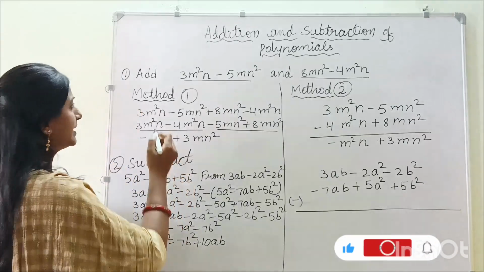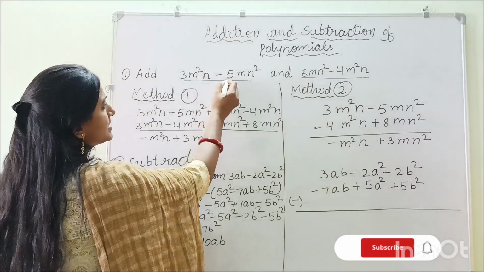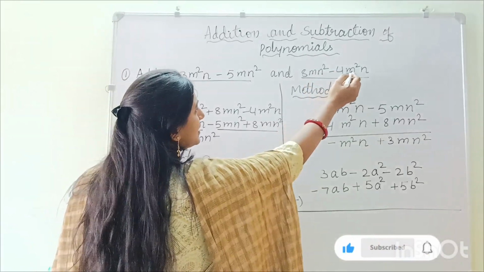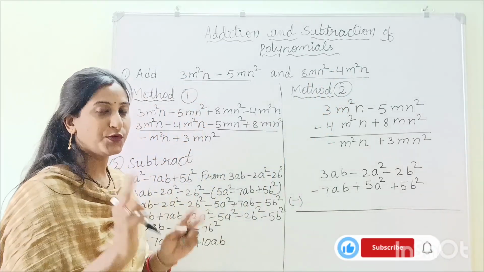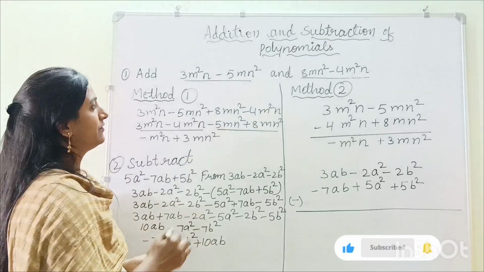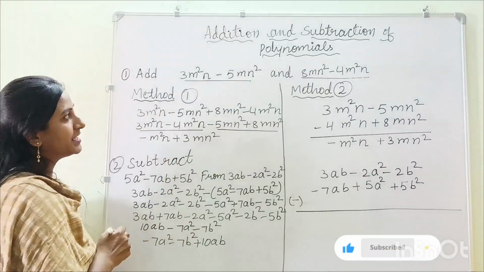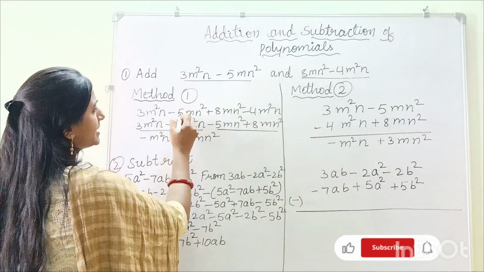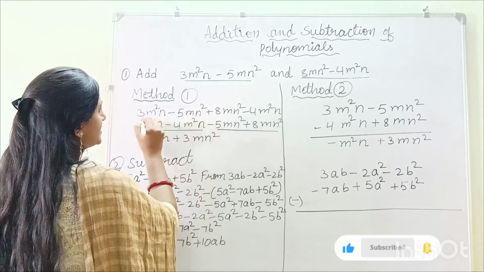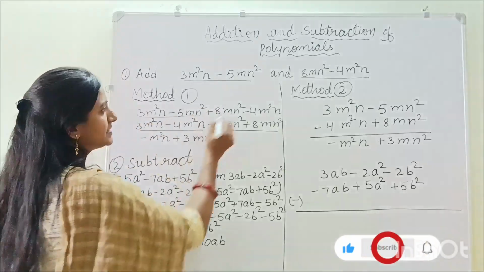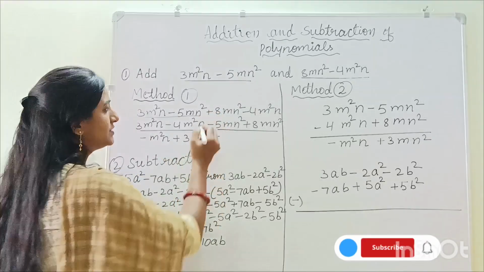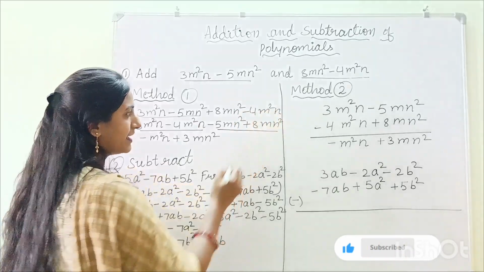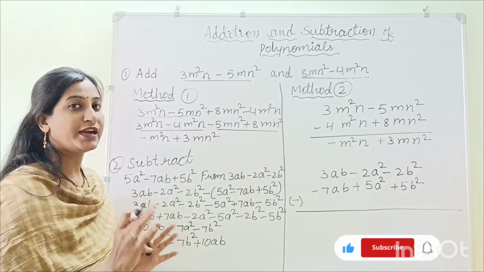Here the first one is: add 3m square n minus 5mn square and 8mn square minus 4m square n. Here we have two methods. You can choose any one. We'll see the first method. First you write the first polynomial, 3m square n minus 5mn square. Next, as we have to add, put a plus sign and write 8mn square minus 4m square n. After writing, you have to rearrange it.